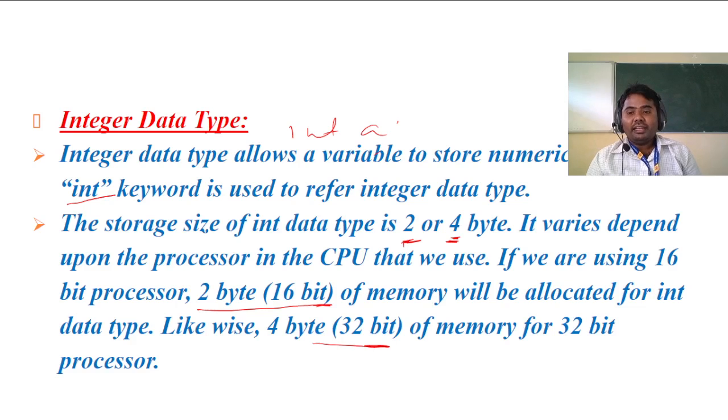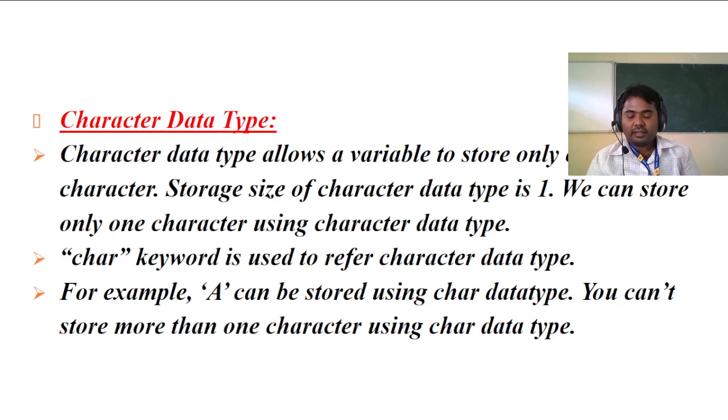So integer is a data type. The short form is int. The int keyword can be used to create an integer variable. It allows only numerical values to be stored without any decimal part. And the storage size allocated by integer depends on the system, either 2 bytes or 4 bytes. The next one is the character data type.